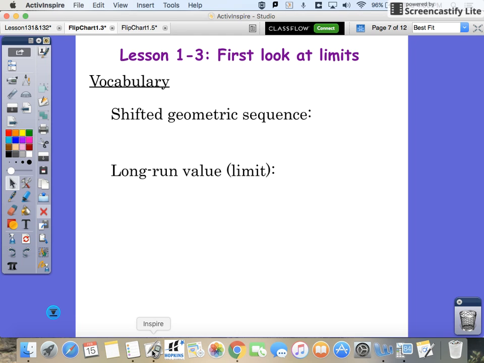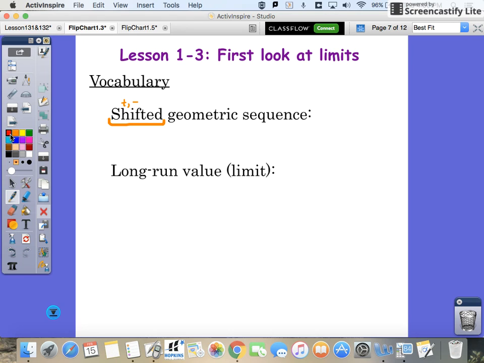All right, we're looking at lesson 1-3 in Algebra 2. So this is on limits. Before we start with limits, we're going to talk about shifted geometric sequences. Shifted means it's moved. In this case, it's going to be like plus or minus. And then geometric is just like in our previous section, where it has a ratio.